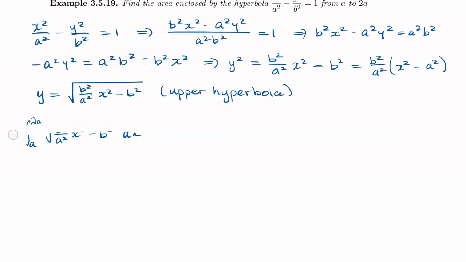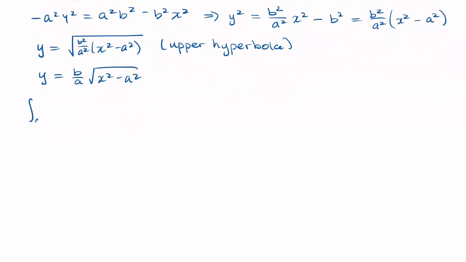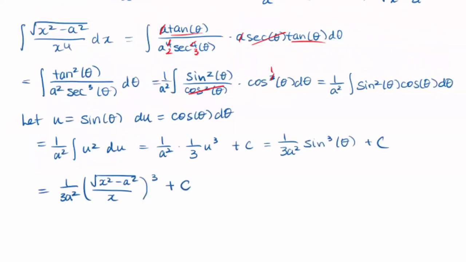So I could actually rewrite this as the one that I just factored out. So I have b squared divided by a squared, times x squared minus a squared. That's also equal to y equals b divided by a, times the square root of x squared minus a squared. Okay, so that's the upper half of the hyperbola. So we also want to find the integral from a to 2a of b divided by a times the square root of x squared minus a squared dx. So same stuff: we're going to be doing the secant substitution.